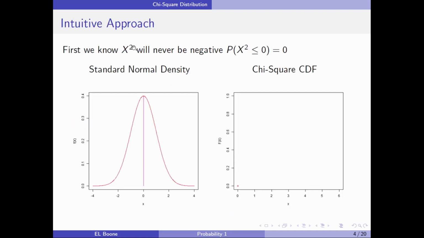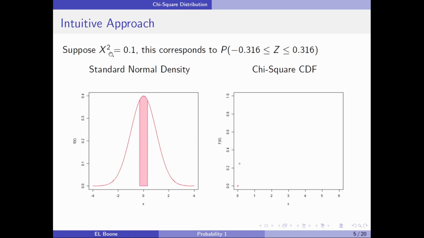First thing we know, X will never be negative, right? It's Z squared. Any squared number is going to be positive. So the probability that it's less than or equal to 0 is equal to 0. So here I put in the probability it's less than or equal to 0, and I put this point down here, 0, 0. Now, what if X is equal to 0.1? Well, this corresponds to Z being between negative 0.316 and 0.316, and notice the big jump in probability there. That's going to be important later. There's a big jump in probability.